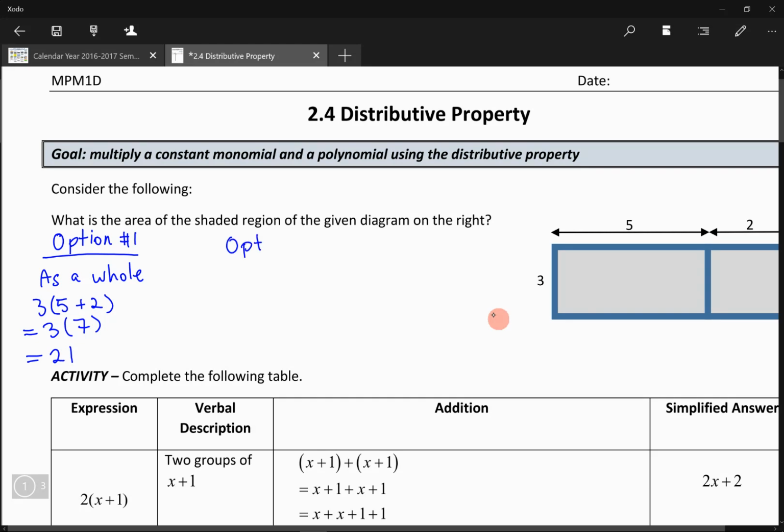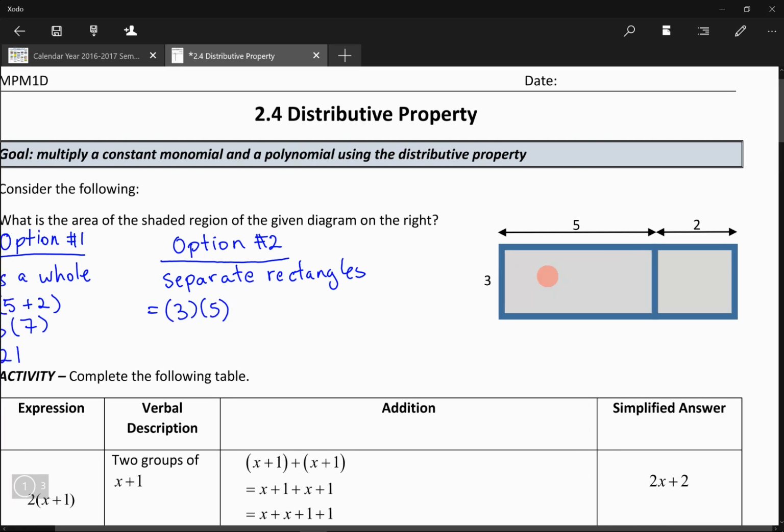Let's call the different way option number 2. For option number 2, we'll look at this shape as separate rectangles. As separate rectangles, I would look at the first rectangle on the left. I have the length of 5 and a width of 3, and so I would calculate that to be 3 times 5. And I'm going to add that number to the area of the second rectangle.